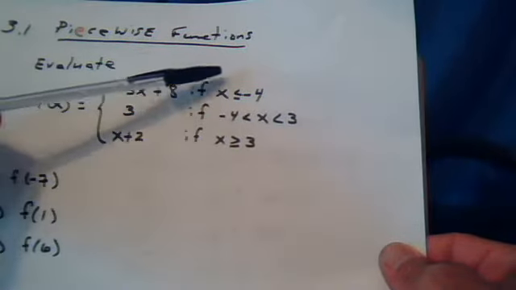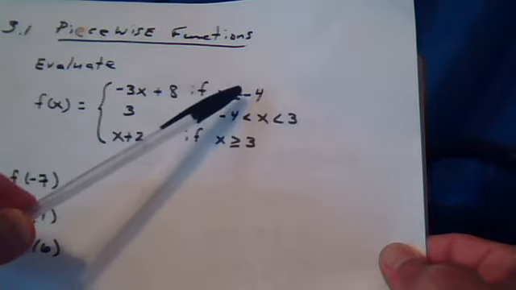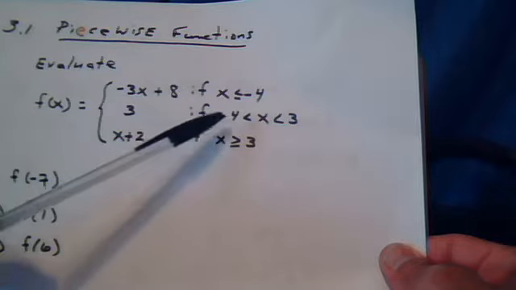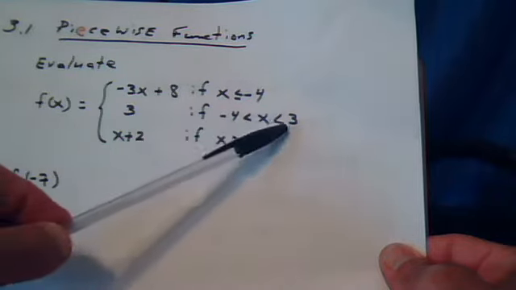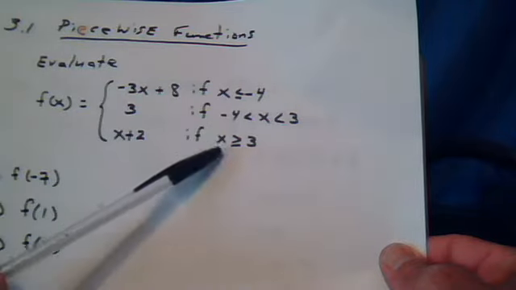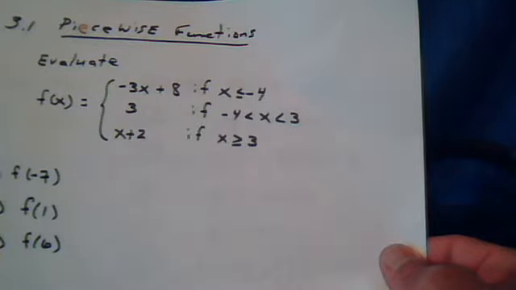This one has 3 pieces. And what does this mean? It means if your x is less than or equal to -4, use this description of f of x. If your x is between -4 and 3, use this description of f of x. And if your x is greater than or equal to 3, use this description of f of x. So the first step is to determine and identify which group your x is in.